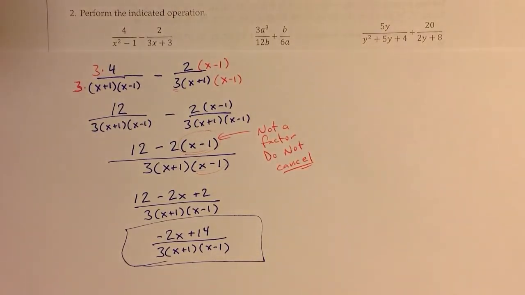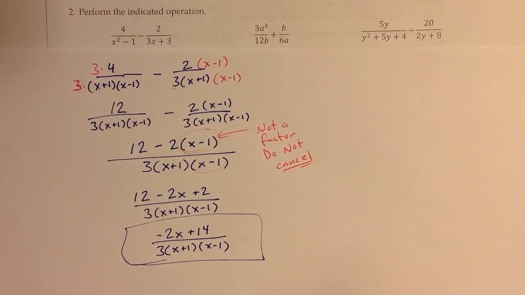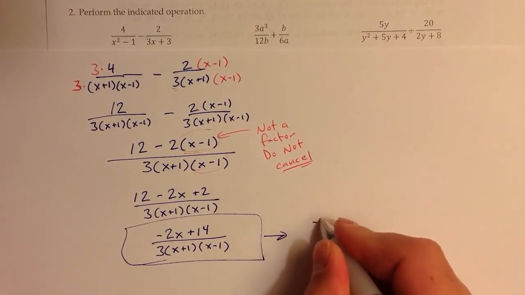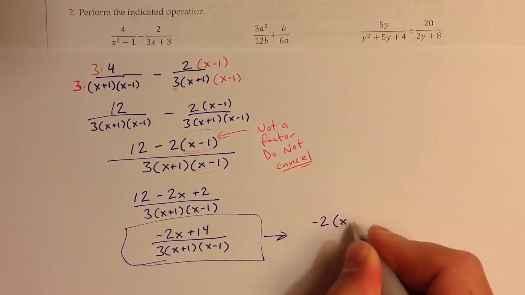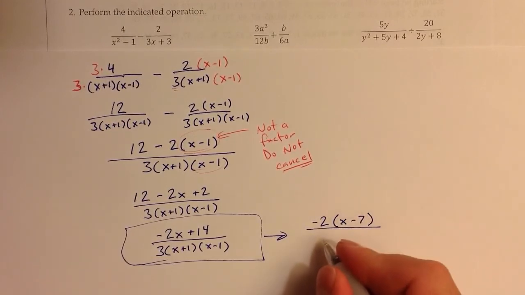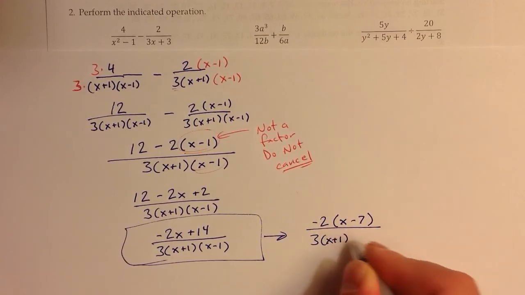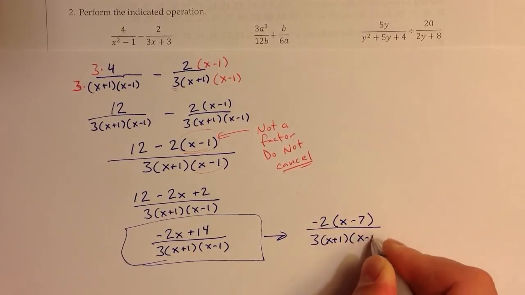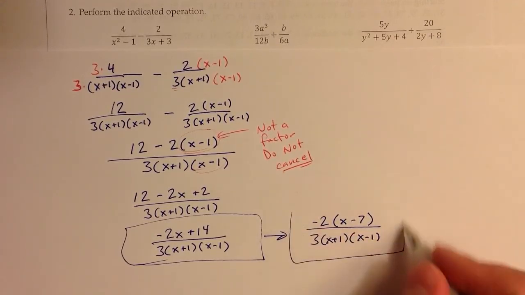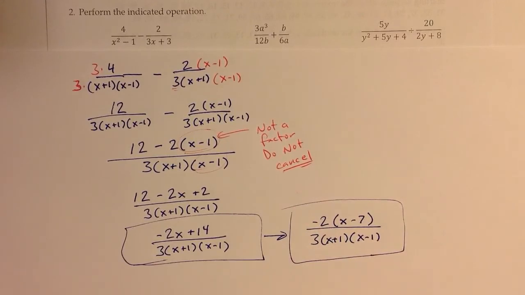I guess I could do one more thing, and maybe I should do one more thing to make this a little simpler. I can factor out a negative 2. That leaves behind x minus 7. And that clearly shows us that there is no common factor with the top and the bottom. Right, so x minus 7 is not at all like x plus 1 or x minus 1. And so there we are, done. That's as simple as we can make it.